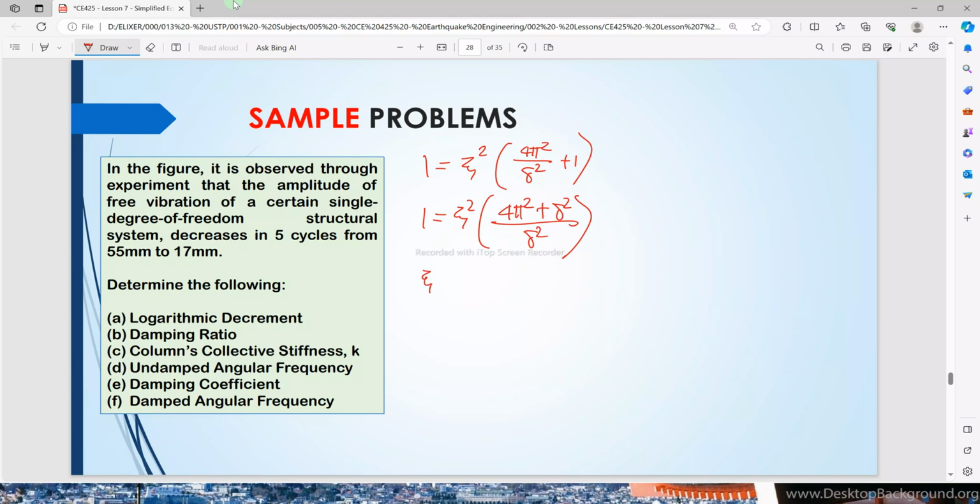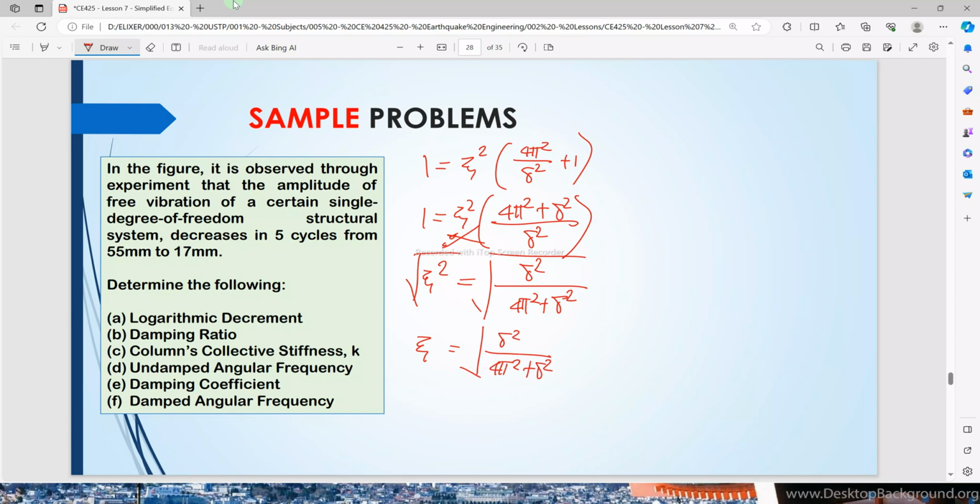Then eventually we will have psi squared is equal to delta squared over 4 pi squared plus delta squared. So the 1 should be crossed on the other side, and then you take the square root of both the left and the right hand side. We'll arrive that our psi, or the damping ratio, is just equal to the square root of delta squared over 4 pi squared plus delta squared.